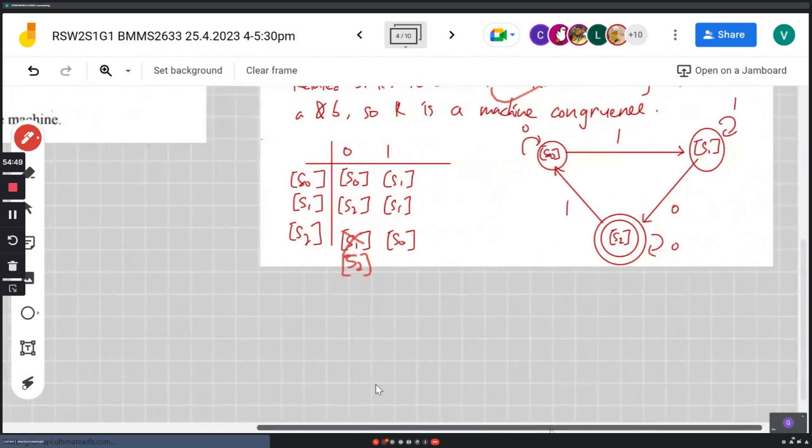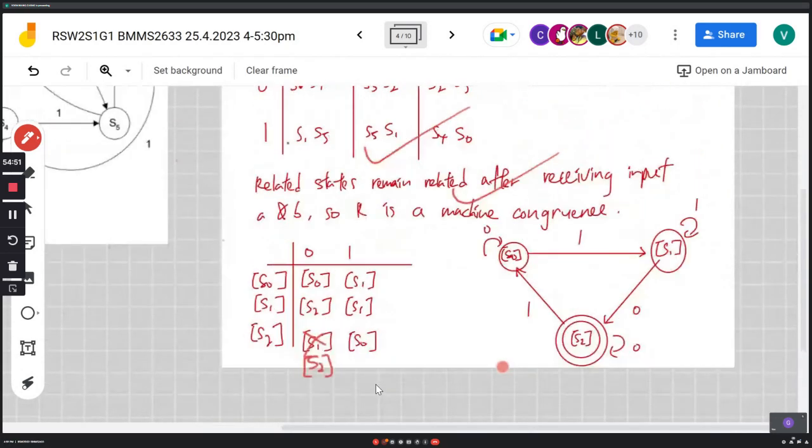After you have done the table, you can draw the diagram of the quotient machine. So S0 on 0 goes to S0, on 1 goes to S2; S1 goes to S2 and S1; and S2 goes to S2 and S0. Okay. This diagram, why do we have a double circle again?